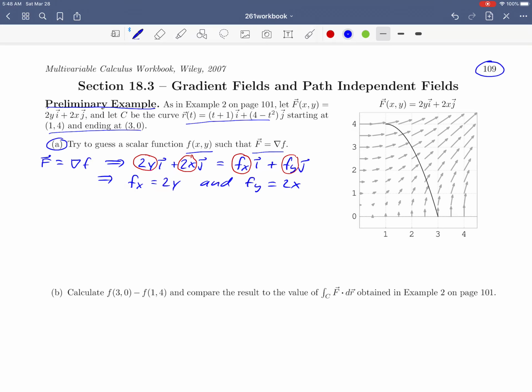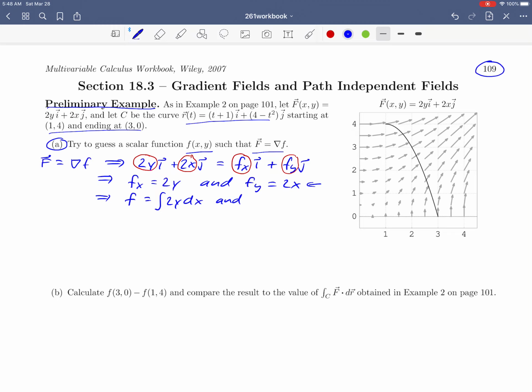So fx has to equal 2y, and fy has to equal 2x. Okay, so if we take a look at where we're at, what we know are two partial derivatives. We know that the partial derivative of f with respect to x is 2y. How would we go from that statement back to the original function f? Well, to go from a derivative back to the function, we have to integrate. So to get f from fx, we have to integrate with respect to x.